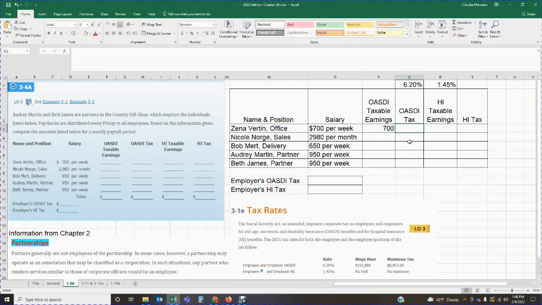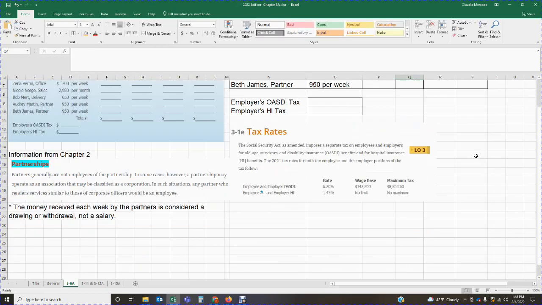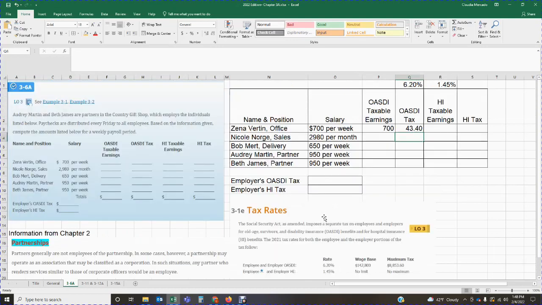My OASDI tax will be your OASDI taxable earnings times the OASDI rate of 6.2%. That rate was given to you in the book where it says tax rates. So that gives me an OASDI tax of $43.40. For my HI taxable earnings, it's the same thing. How much of the earnings for this week are subject to HI tax?